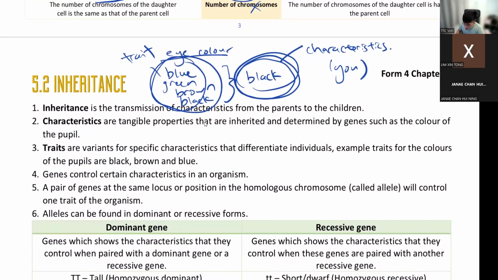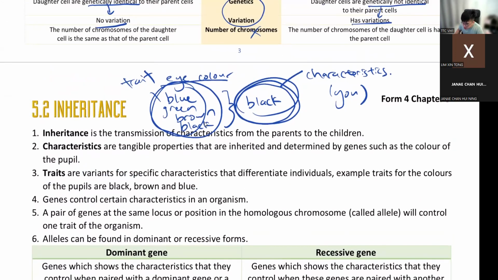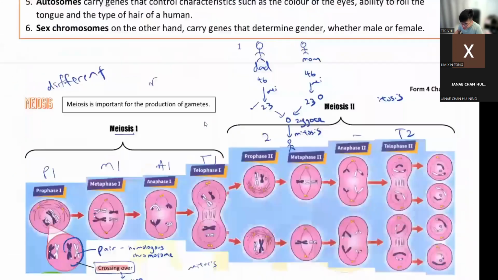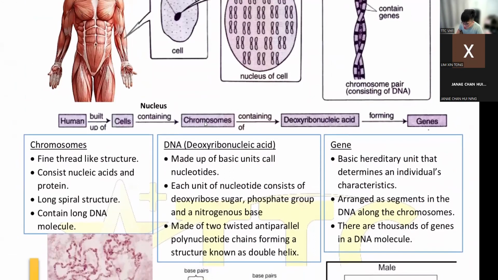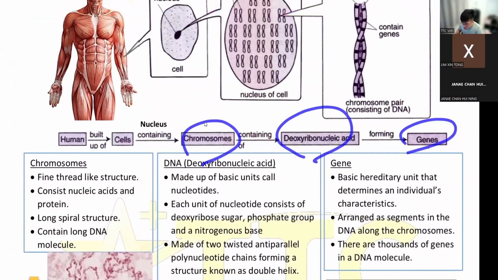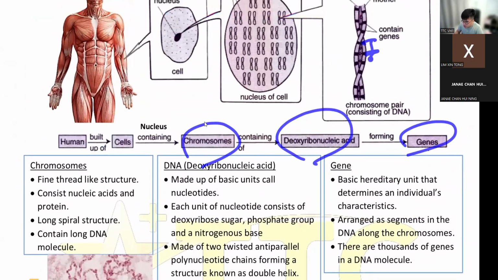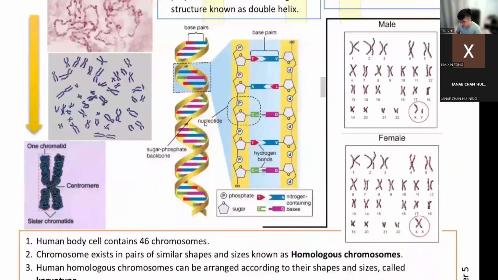Guys, your characteristic is determined, if you remember, by your gene. Remember this, right? You have your chromosome, DNA, and gene. Like I said, each part of the gene will determine one characteristic. Your eye color, your hair texture, hair color, whether you're single or double eyelid, whether you have dark or fair skin, things like that, right?